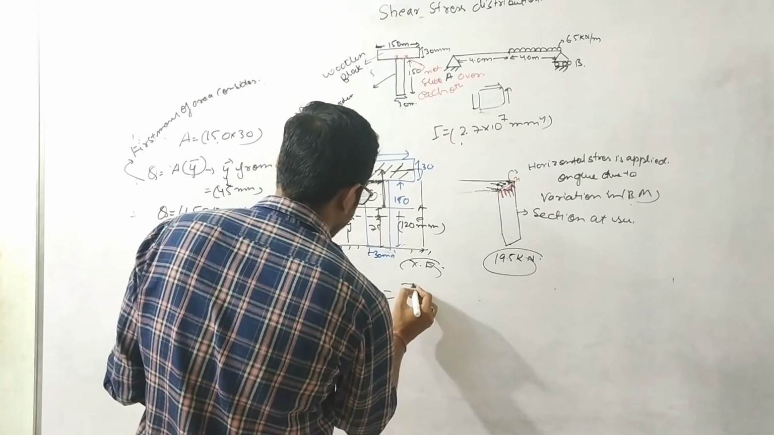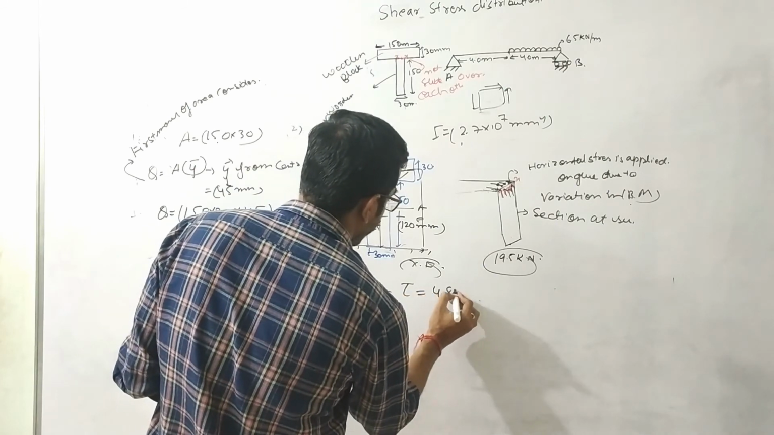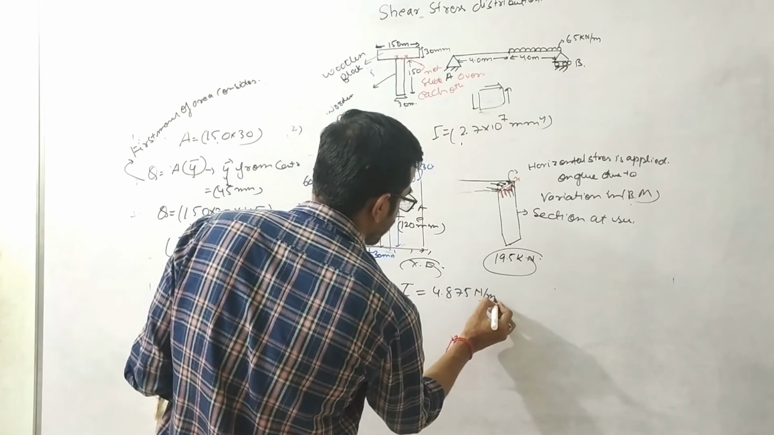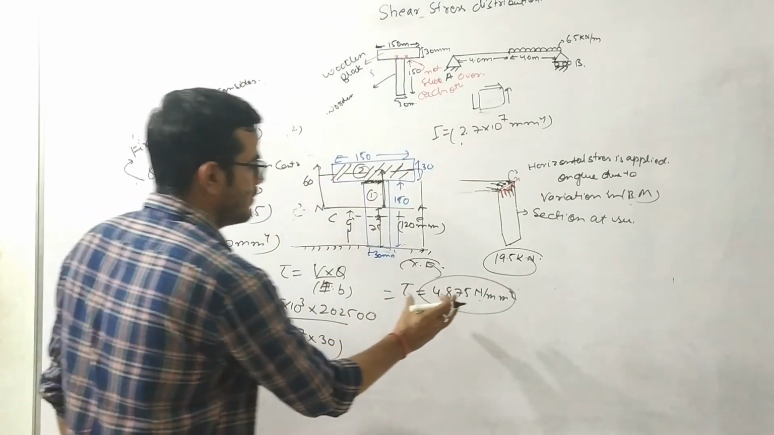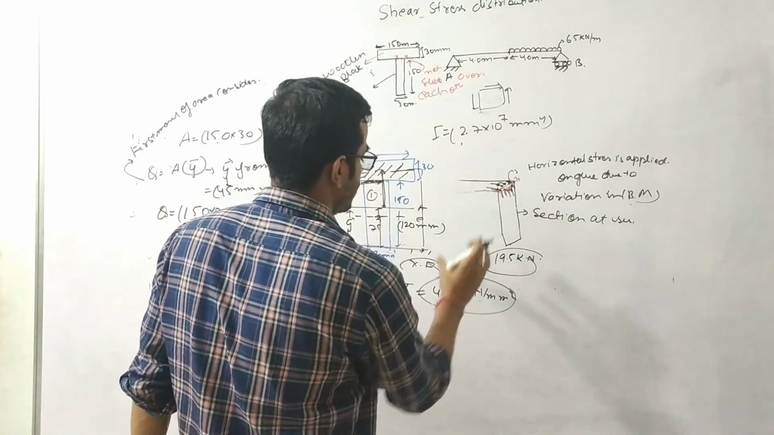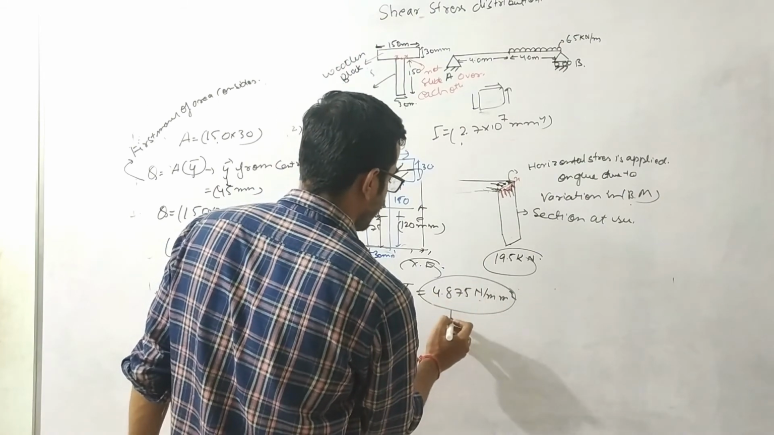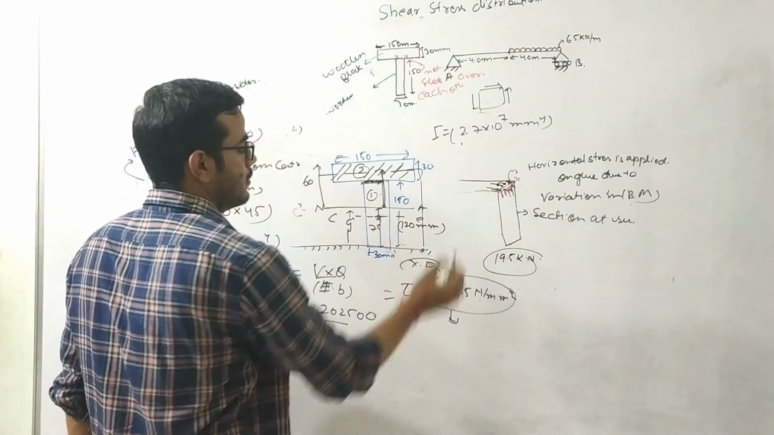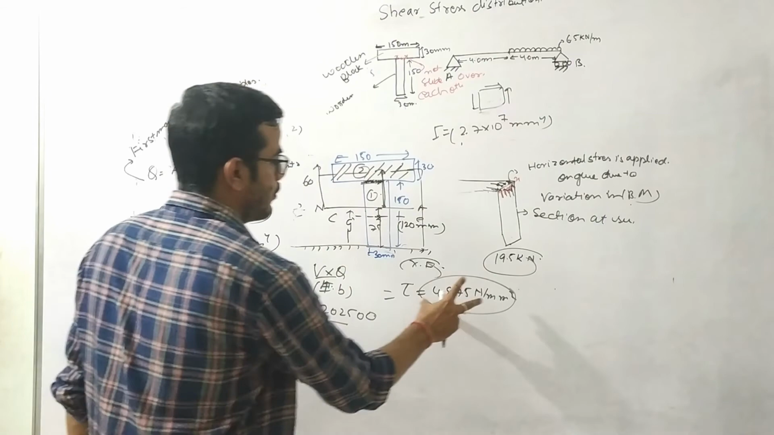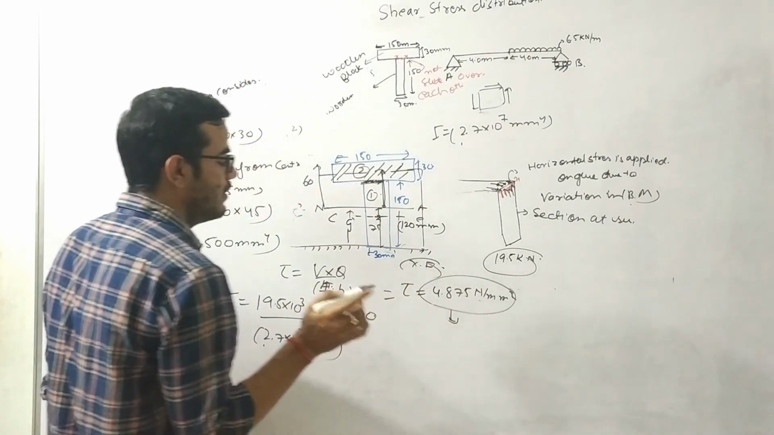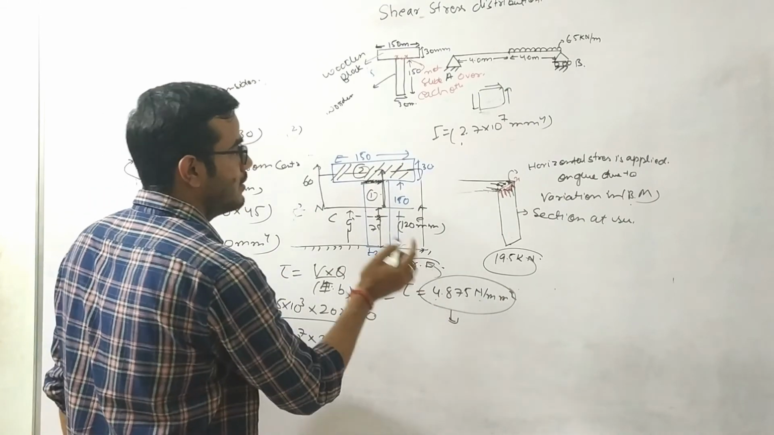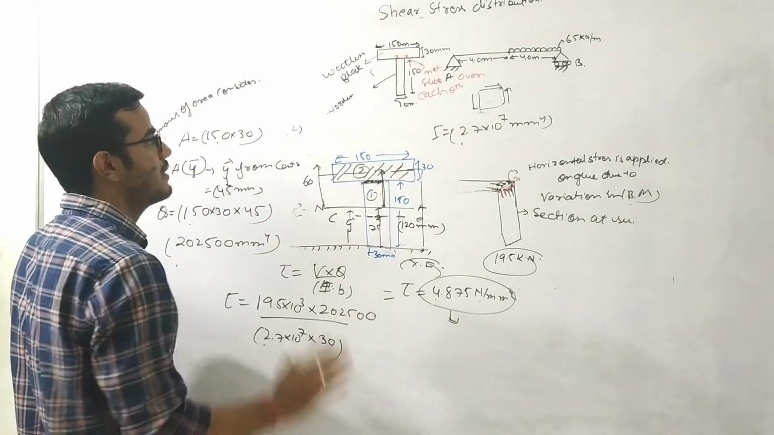the shear stress comes out to be tau equals 4.875 Newton per mm square. So what is meant by this? The meaning of this is that my glue should be able to provide this much resistance at this point. The glue needs to provide an adhesive strength of this amount. If the adhesion is less than this, then the beams will slide over each other.